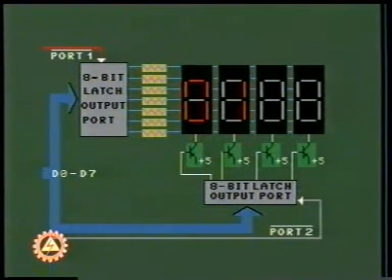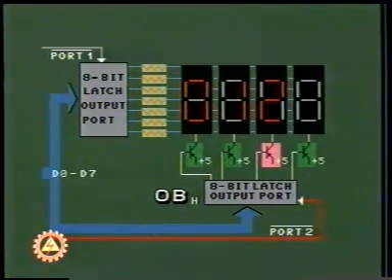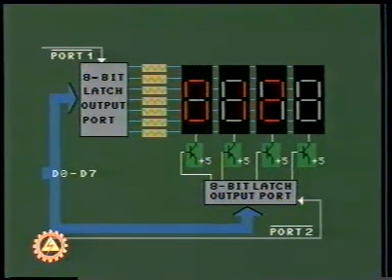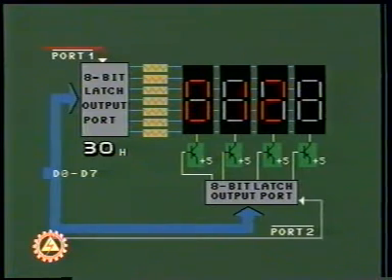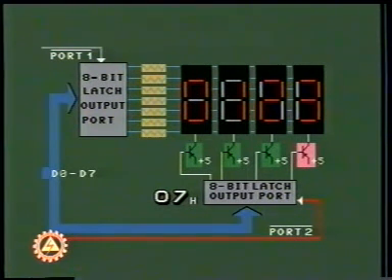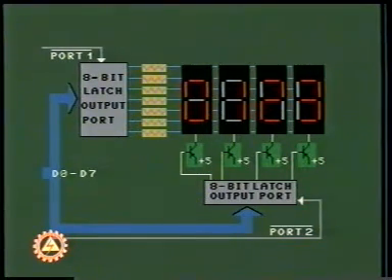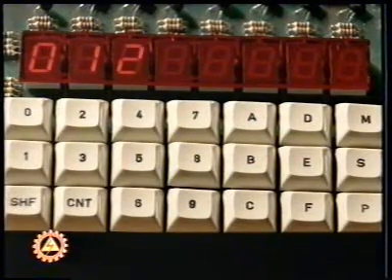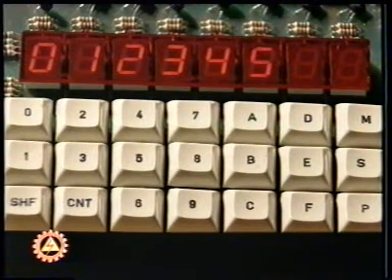Then, the data, say 2, is sent to digit 2. This is sent by sending 2C hex to port 1, followed by sending 0B hex to port 2. This digit is on for 1 millisecond. Then, data, say 3, is sent to digit 3. This is sent by writing 30 hex to port 1, followed by sending 07 hex to port 2. This digit remains on for 1 millisecond. This process is repeated and goes on continuously for all the digits.